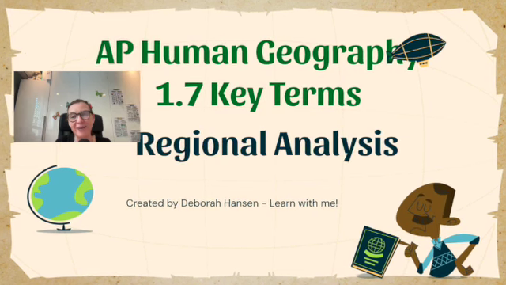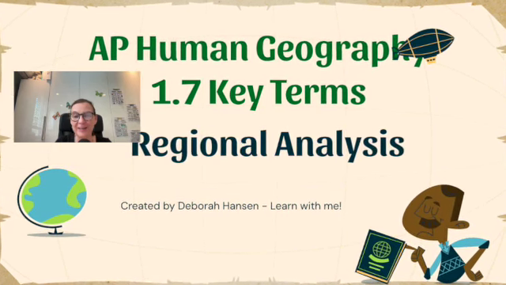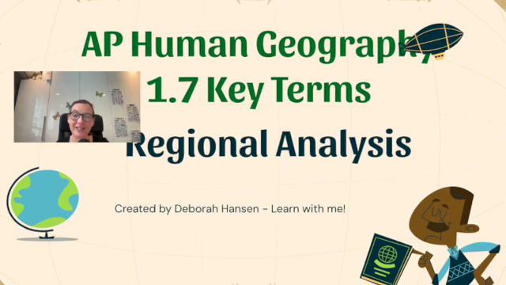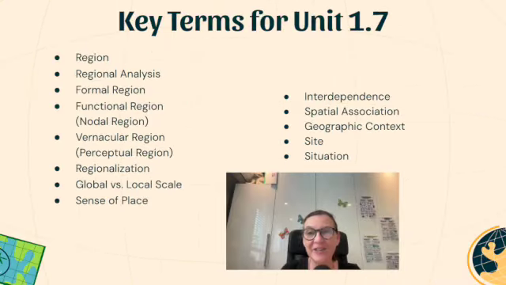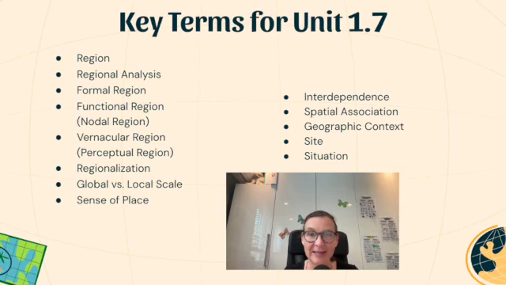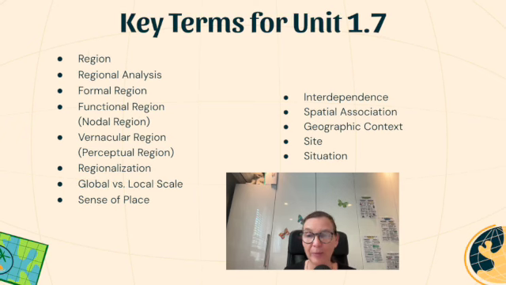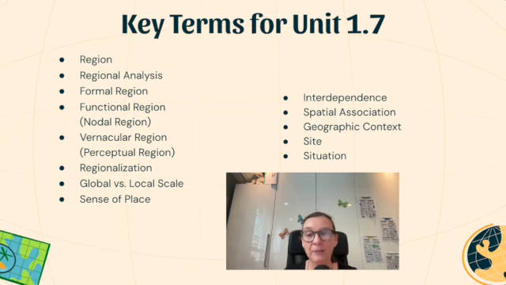I'm Deborah Hanson. Today we're going to be looking at AP Human Geography 1.7 regional analysis, but today we're only going to be talking about the key terms for this section of the unit. On this slide, you're going to see the list of all the key terms I'm going to go through today. I'm going to give you a definition, real life example, and an exam tip so that you can be prepared for the exam. It's really important to know the key terms.